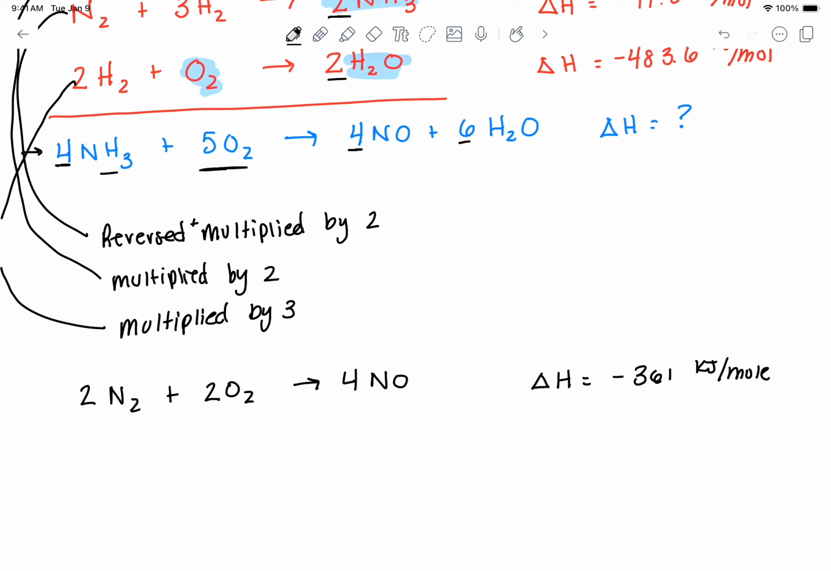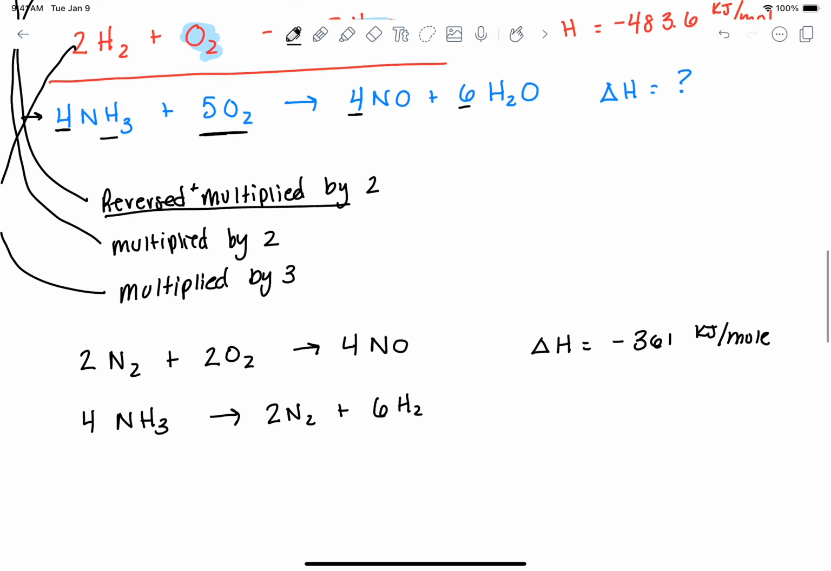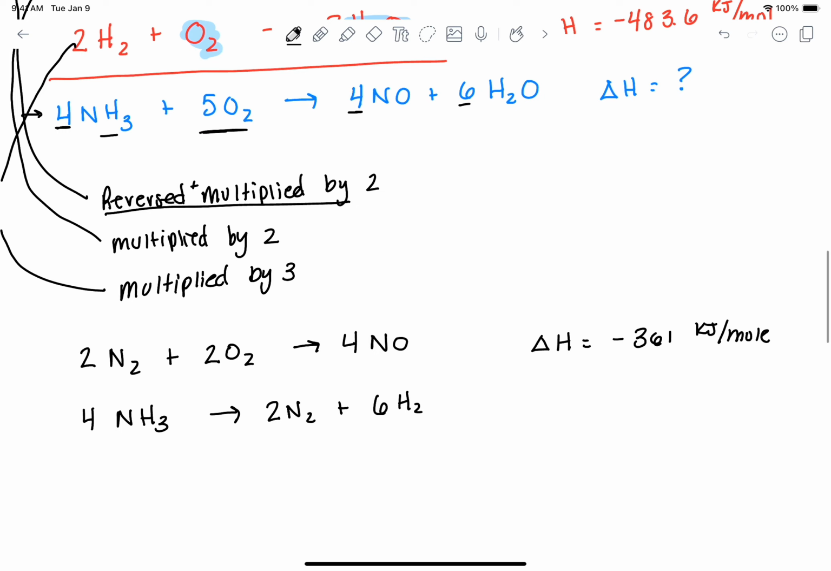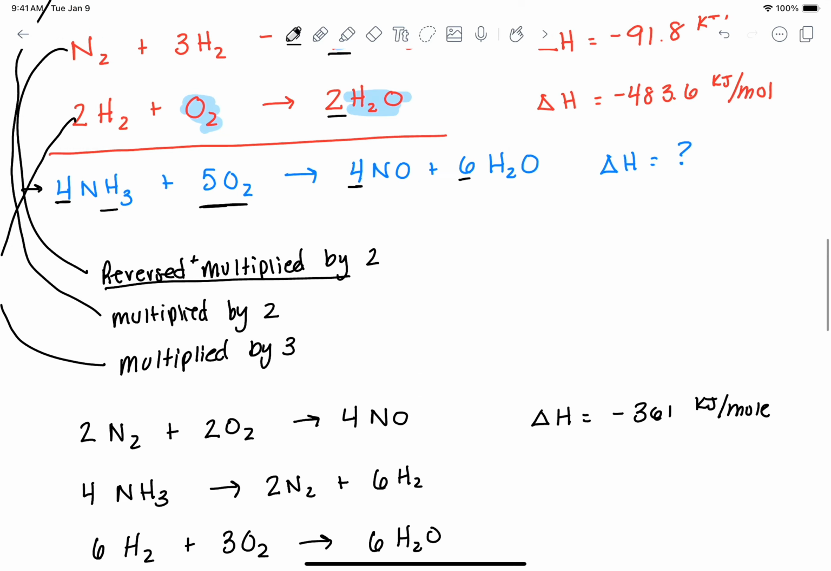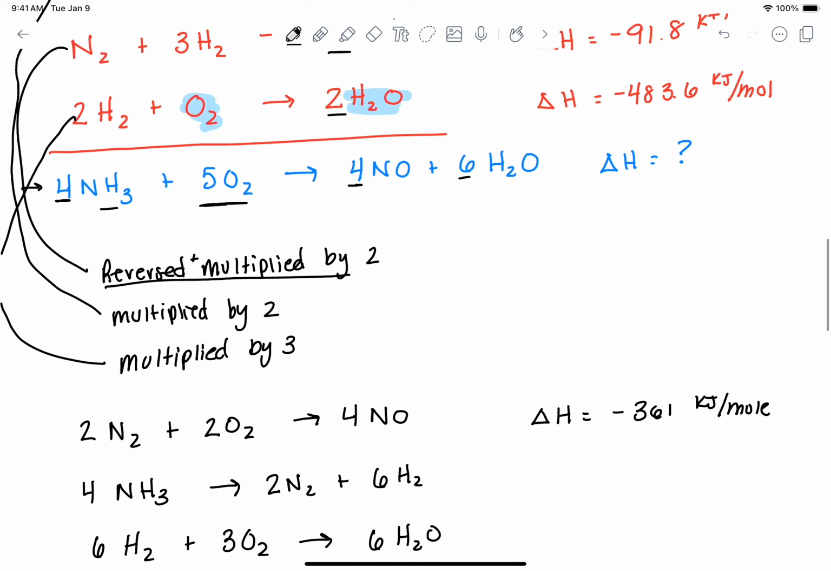Our second equation, we said, needs to be reversed and multiplied by 2. So that's going to give us 4 NH3 going to 2 N2 plus 6 H2. And then our third equation needed to be multiplied by 3, which gives us 6 H2 plus 3 O2 goes to 6 H2O.